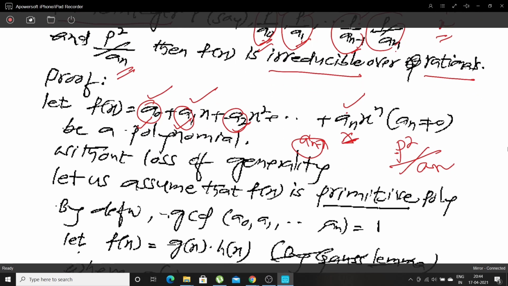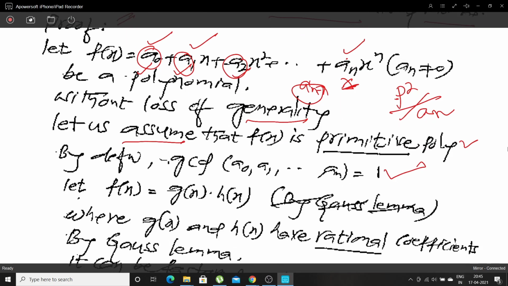Without loss of generality, that means without affecting the result, the result remains the same. Without loss of generality, let me take a primitive polynomial. Let us assume that f of x is a primitive polynomial. Whenever I use the word primitive polynomial, that means the GCD of the coefficients is what? 1. By definition of primitive polynomial, GCD of a0, a1, a2 and so on up to an is 1.